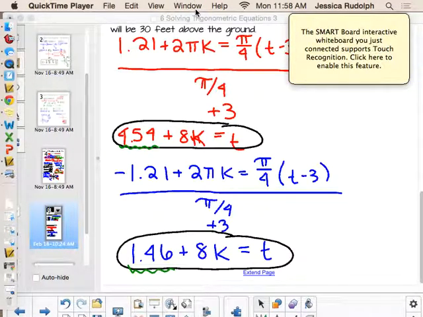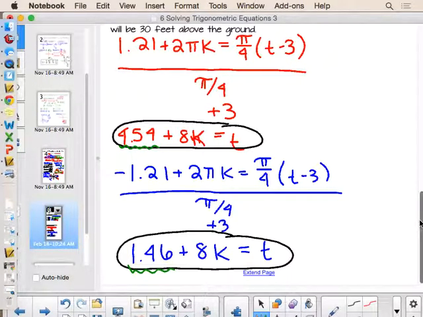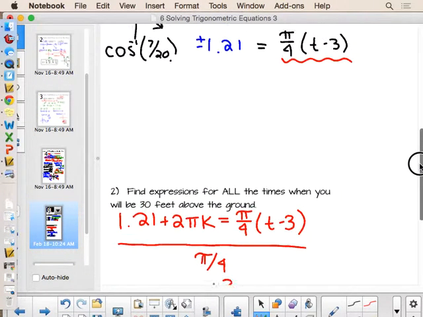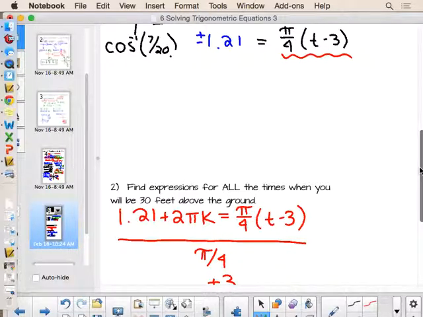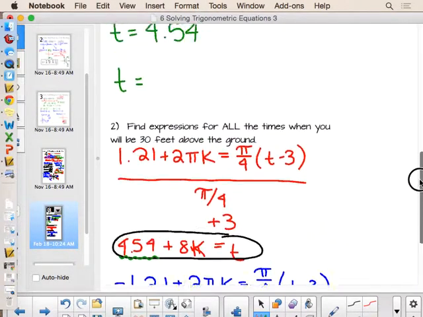So as I said, we need to plug in values for k. It makes the most sense for us to first plug in k as 0 because that's just going to leave us with our values of 4.54 and 1.46. Okay? So we know 4.54 was one of our solutions for t, and t equals 1.46 is my other one.